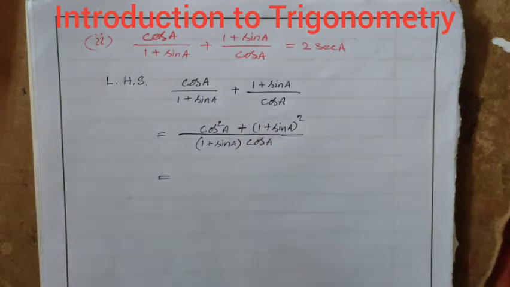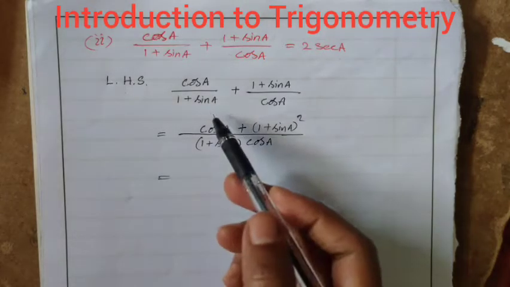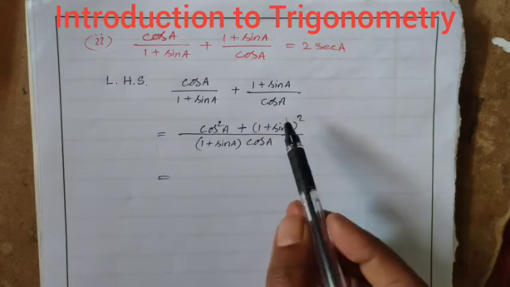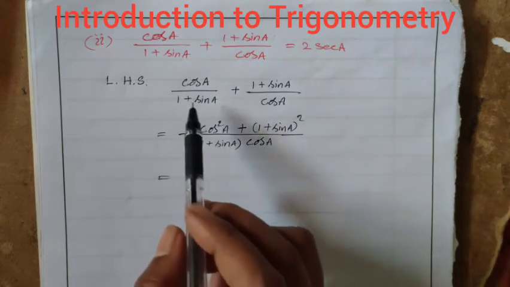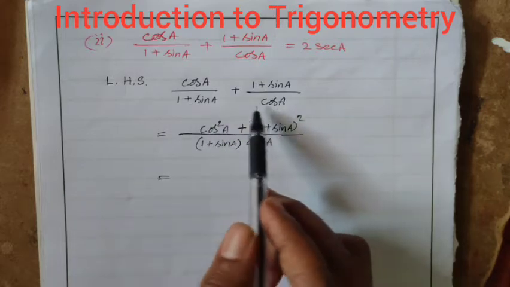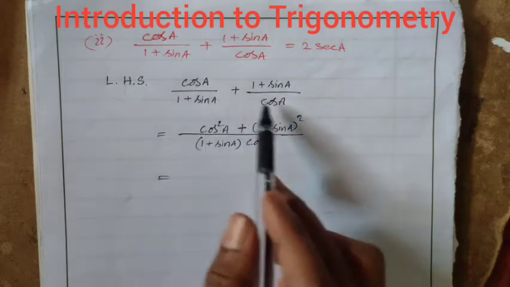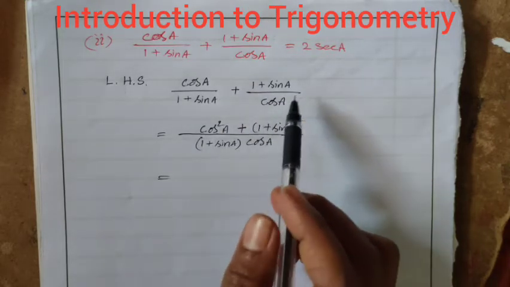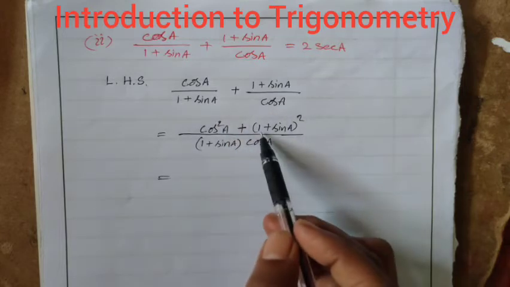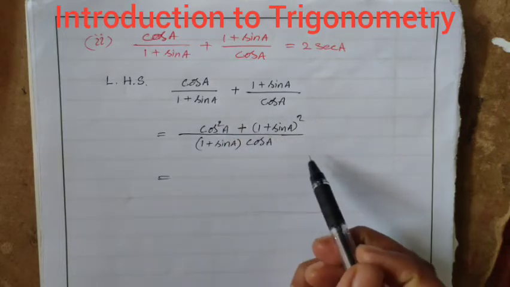So what is the first step? Students, in this case you can observe the question carefully. It is in the form of A by B plus A by B. So take the LCM first. What is the LCM? 1 plus sin A into cos A. It is the LCM. Next you can cross multiply. That is cos square A plus 1 plus sin A into 1 plus sin A, that becomes 1 plus sin A whole square.